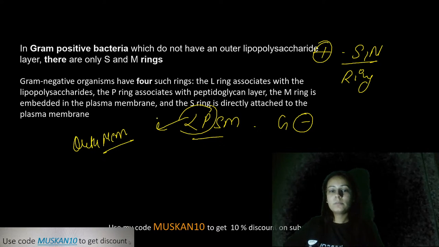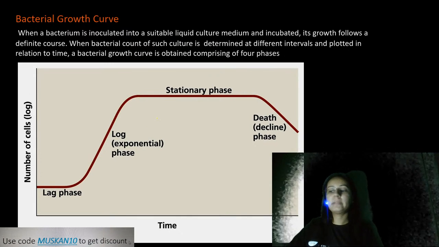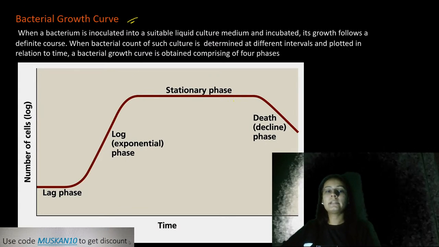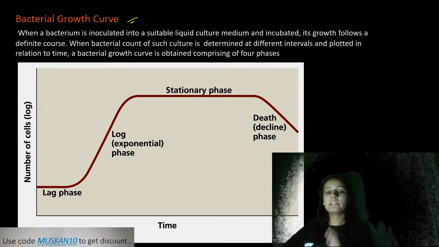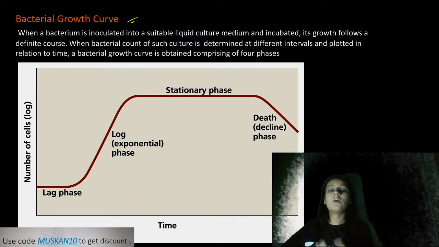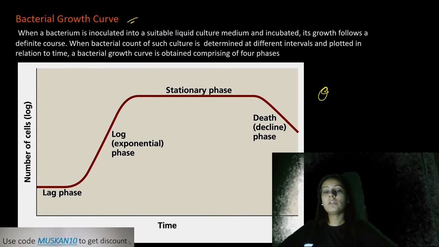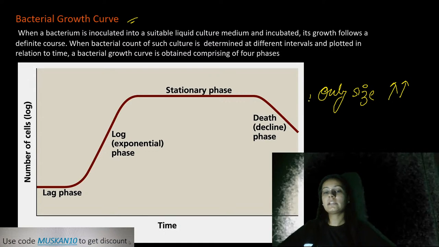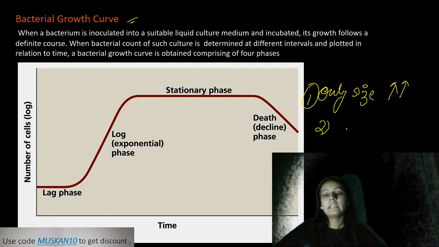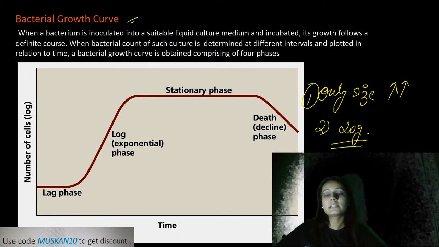Okay, now moving next is the bacterial growth curve. What we need to remember is the lag phase, log phase, stationary phase and the death phase. Now lag phase is the phase where the metabolism of the bacteria will increase, therefore only size will increase. Only size will increase in the lag phase, neither the total count nor the viable count will increase.